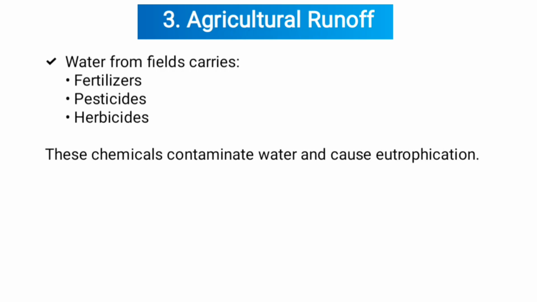Third one, agricultural runoff. Water from fields carries fertilizers, pesticides, and herbicides. These chemicals contaminate water and cause eutrophication.